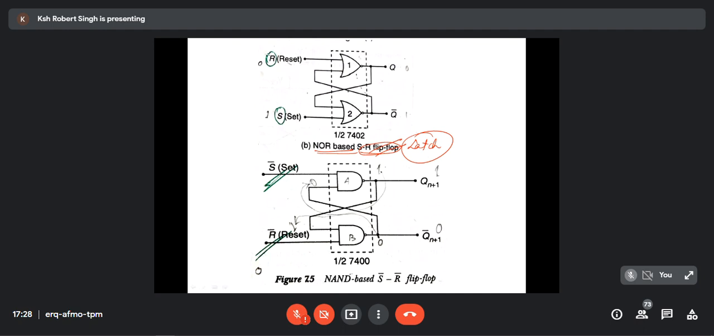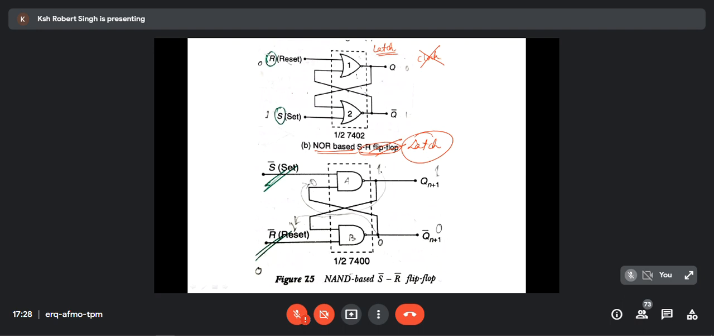NOR based SR flip-flop. And I said latch, I call it latch because it doesn't have a clock. Any latch will not have a clock. It will never have a clock. Then it is called a latch, because whatever the output Q or Q bar, the output will depend on the present input. It will not wait for any clock.